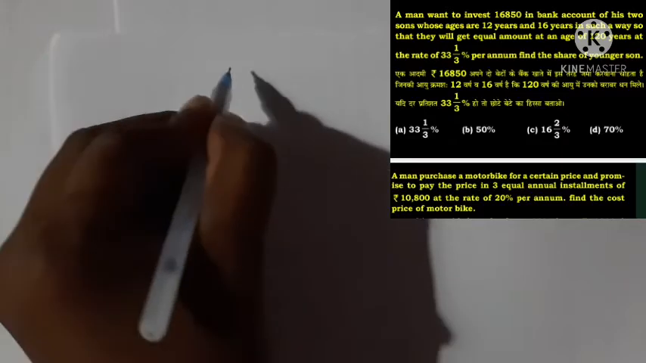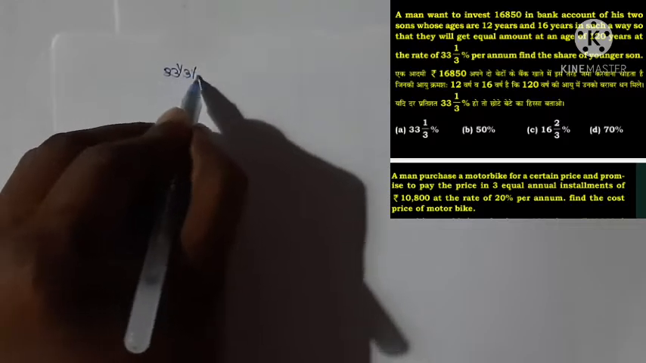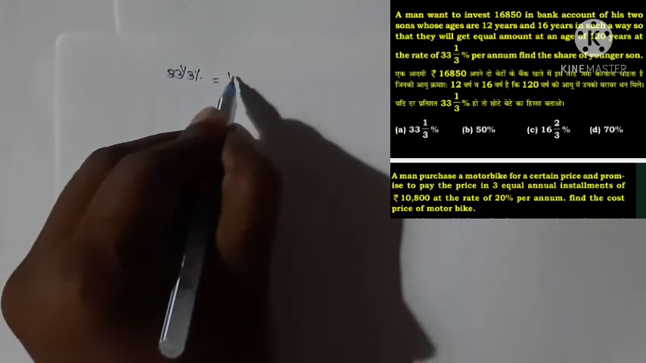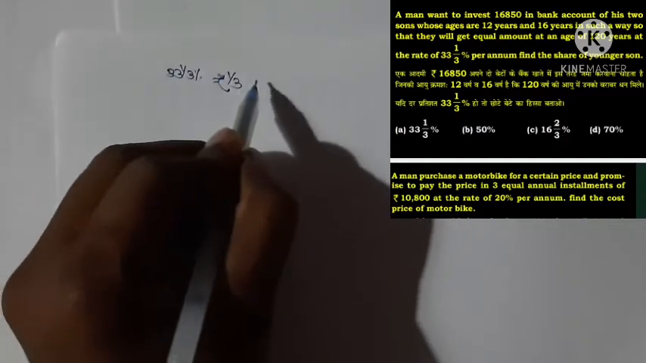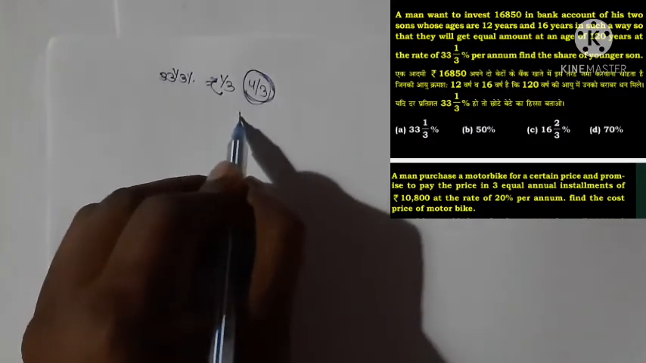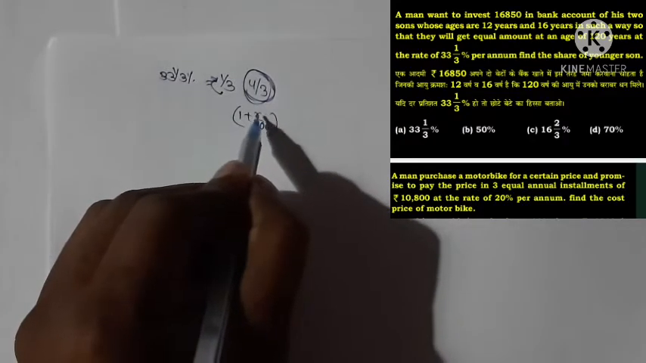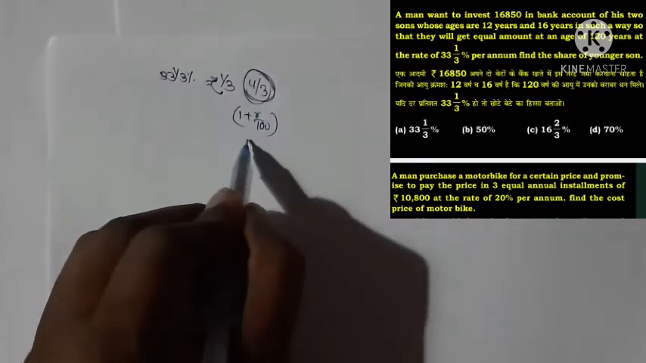So how can I solve this question in exam? First we have to convert the rate of interest. So rate of interest is 33 1 by 3 percentage. So 33 1 by 3 percentage is 1 by 3. That means it is increased by 1. So the value is 4 by 3. Otherwise we have to calculate 1 plus r by 100. So r value is 33 1 by 3, then we will get 4 by 3.